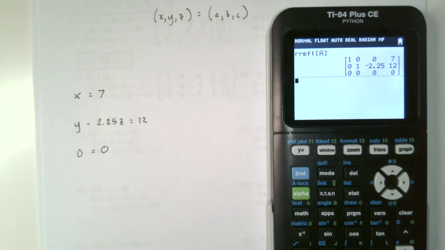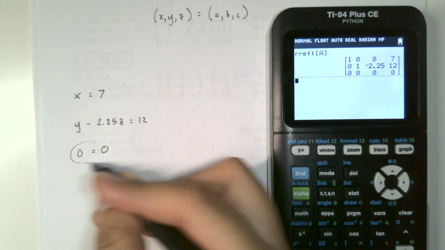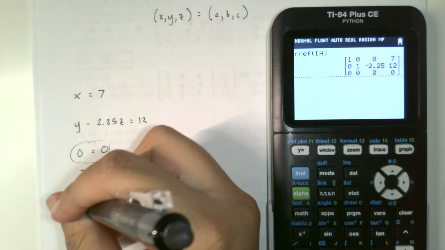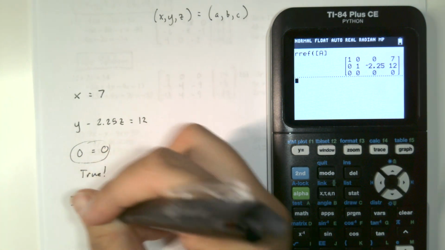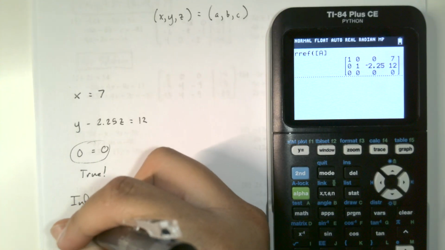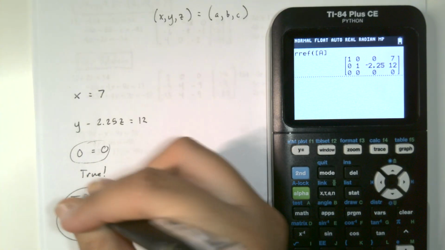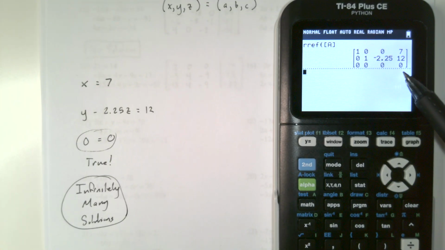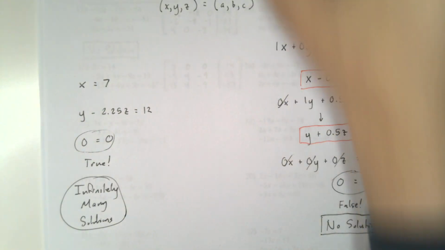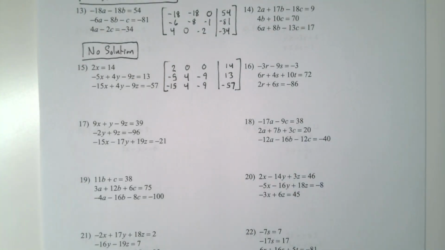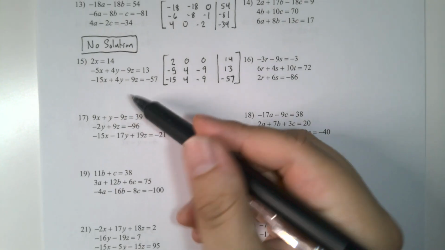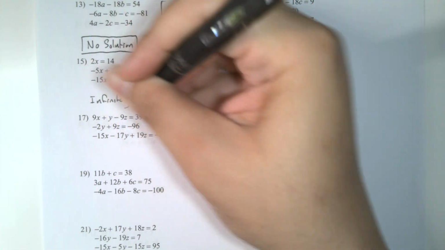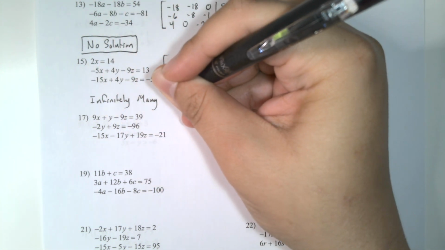And again, if we remember from this chapter so far, anytime we've seen this 0 is equal to 0 statement, this is true, and this means that we have infinitely many solutions. And so anytime you see this bottom row of zeros, that means you have infinitely many solutions. And so when we go back to this question here, we have infinitely many solutions.